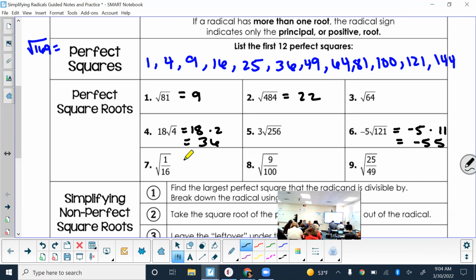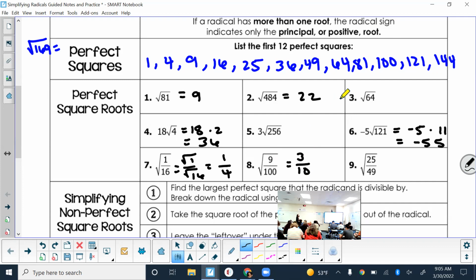So for the fractions, you're basically taking the square root of the top and the bottom. So like the square root of 1 and the square root of 16. What's the square root of 1? What's the square root of 16? So then the square root of 1/16 is 1/4. Same thing over here. Take the square root of the top and the bottom. What's the square root of 9? What's the square root of 100? So then that square root would be 3/10.